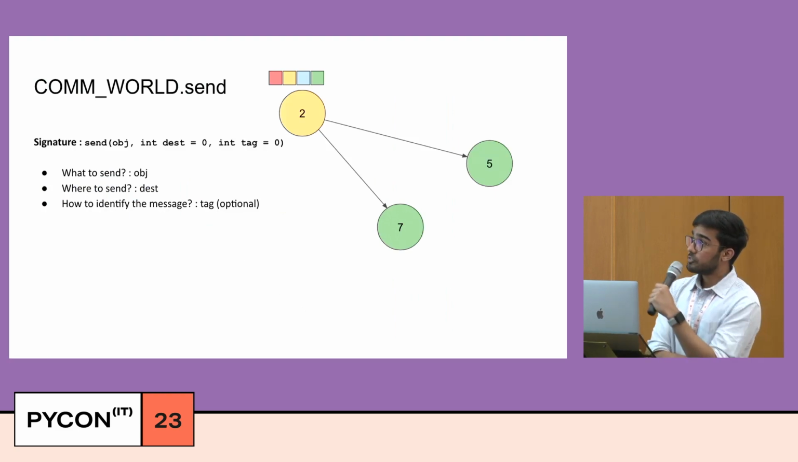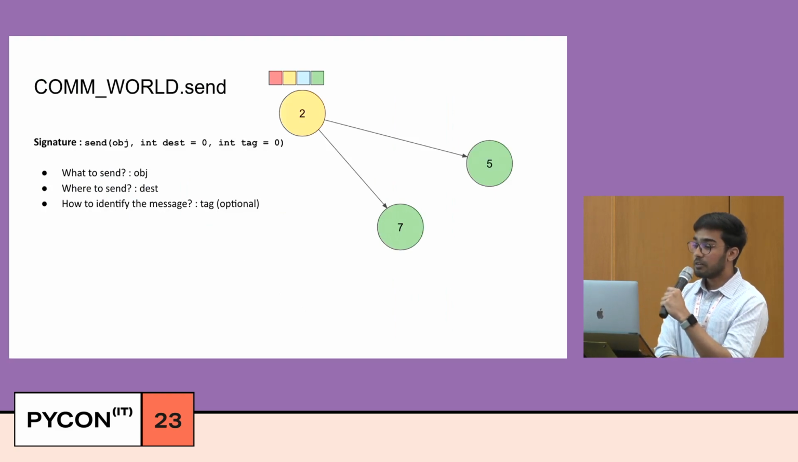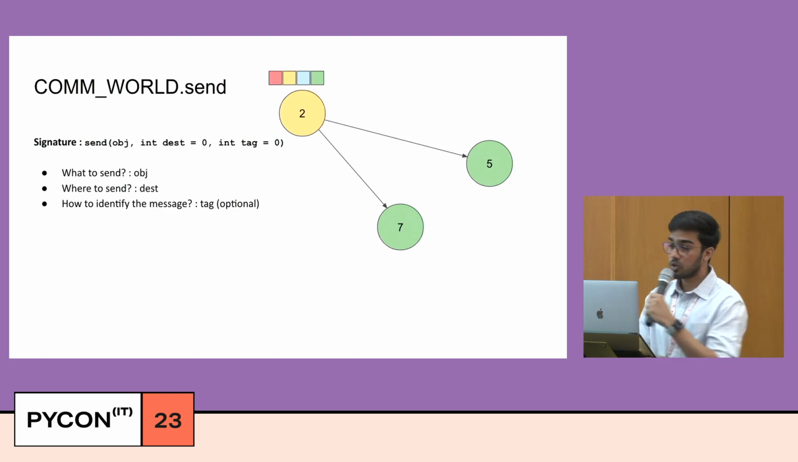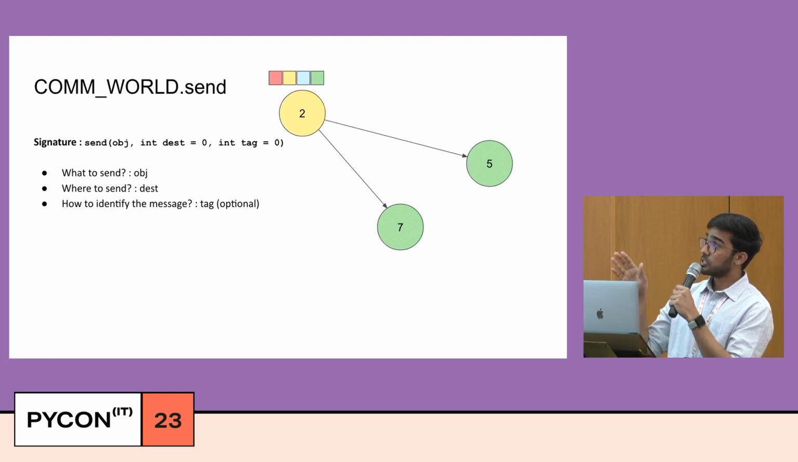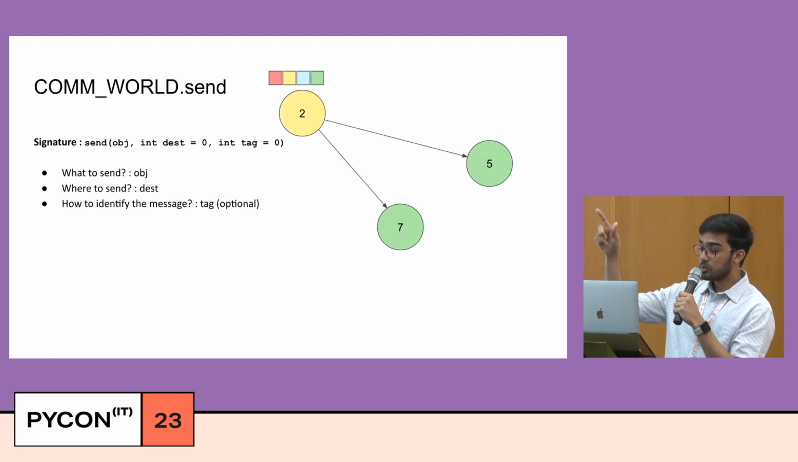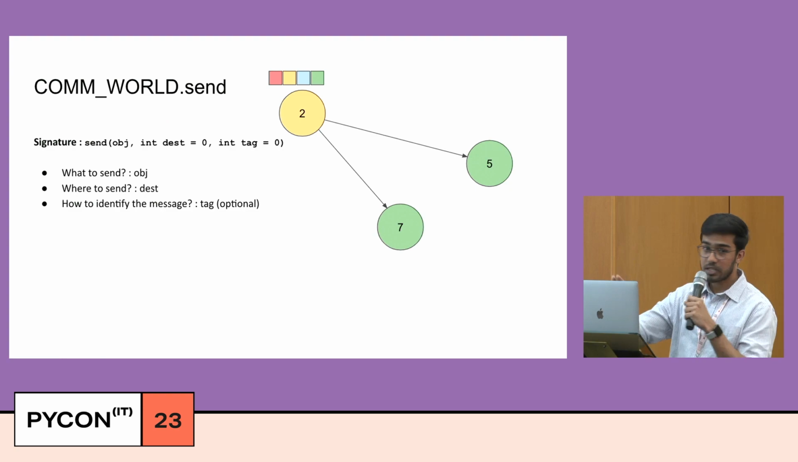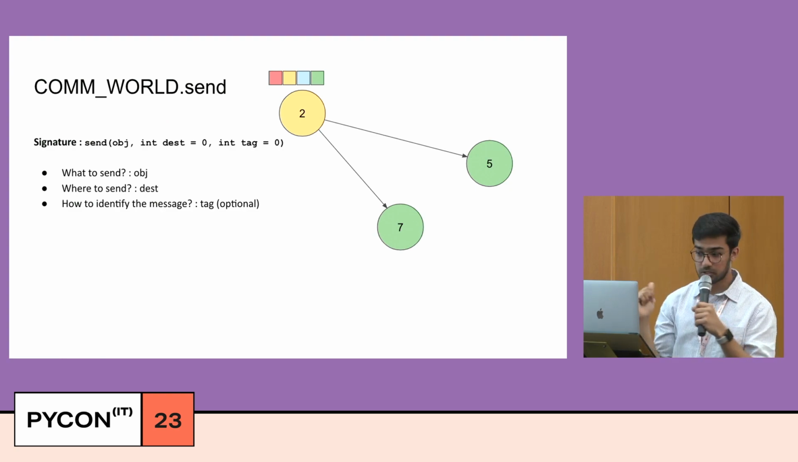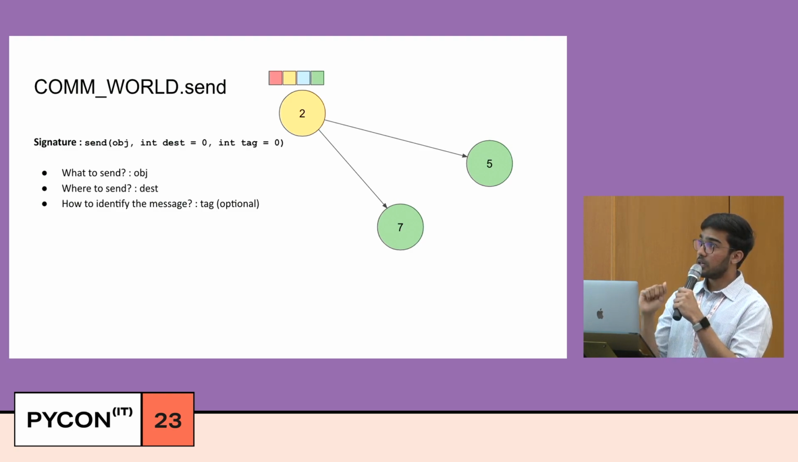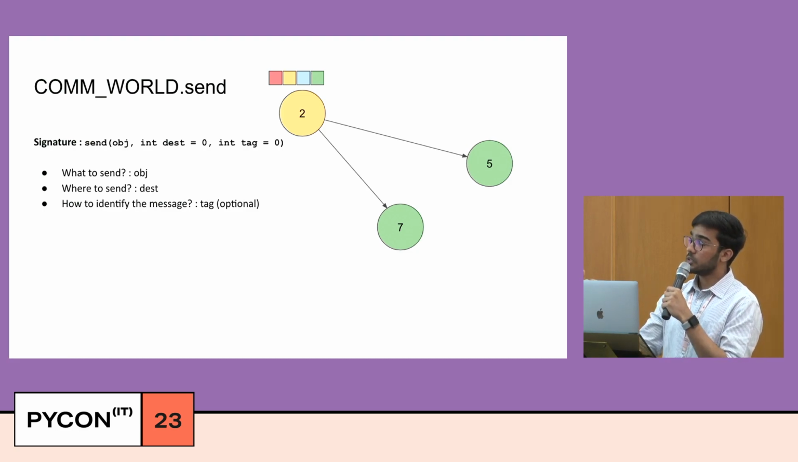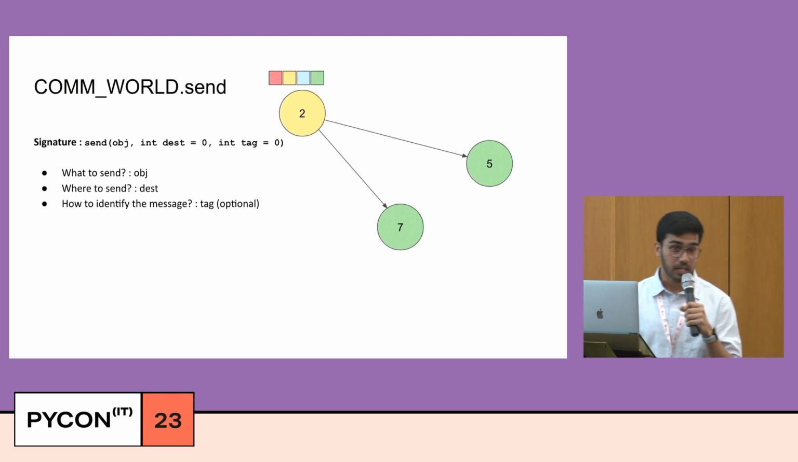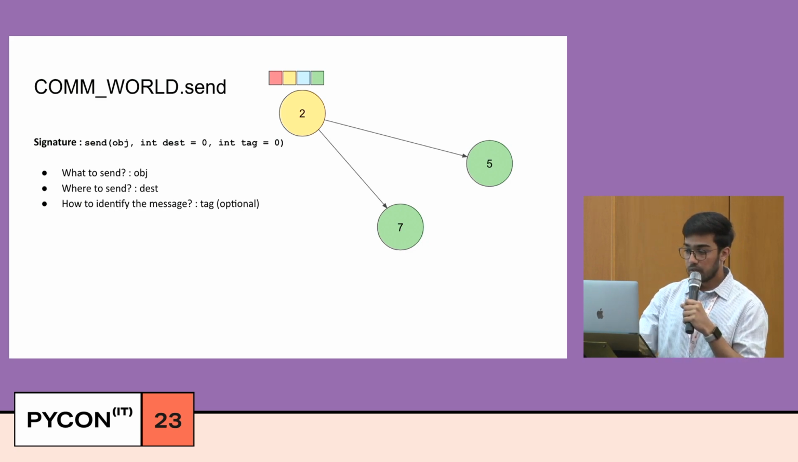Let's come to our first communication protocol, that is comm_world.send. comm_world is the default communicator that we have. Here we have 3 processes, one with rank 2, one with rank 7, one with rank 5. Rank 2 has a bunch of data, and it needs to send it to other processes. So we have the send method. Let's look at the signature. What all do we need? We need the data I need to send, whom I need to send it to, and there's an optional parameter called a tag. We'll go one by one.